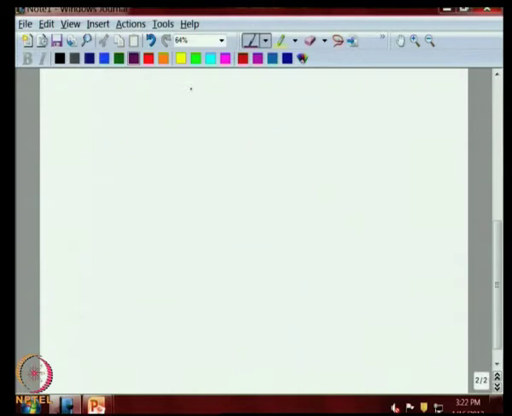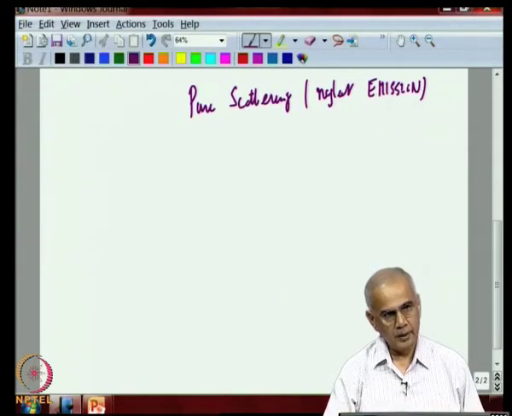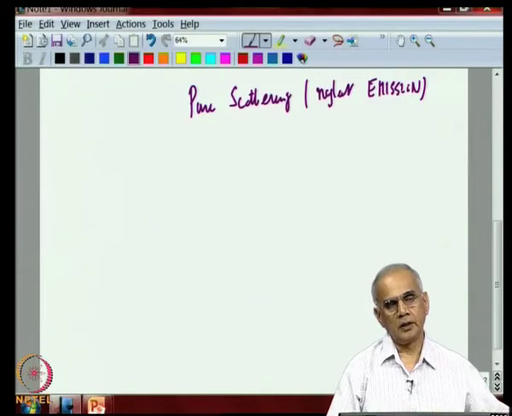So, to do that, we go back to our equation for pure scattering, that is, we neglect emission. If you recall, in the radiative transfer equation, there is a term involving emission, which requires a knowledge of the temperature of the medium and its variation. But in the situation you are dealing with, the emission may be occurring at a very different wavelength than the wavelength of interest to us.